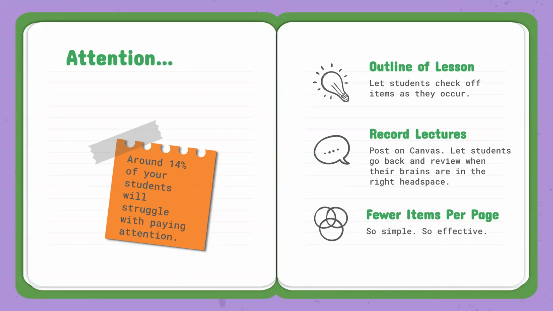All right. So for students who struggle with attention, these are 3 very simple accommodations that we can provide. Around 14% of your students will struggle with paying attention. So obviously we're going to want to have some of these, right? 1, provide an outline of the lesson, which I basically did in the form of the fill-in notes right there, right? Okay. Record your lectures. I'm doing that right now.